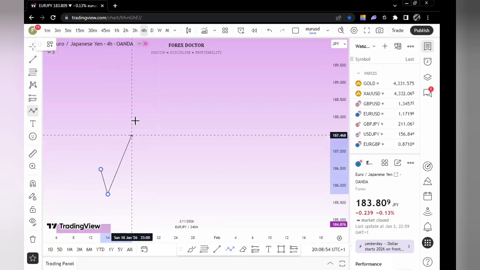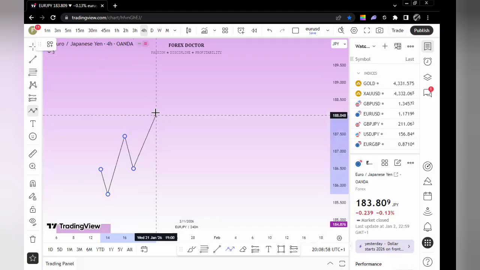Where is my screen? My screen kept on going off. I have to reset the timer.